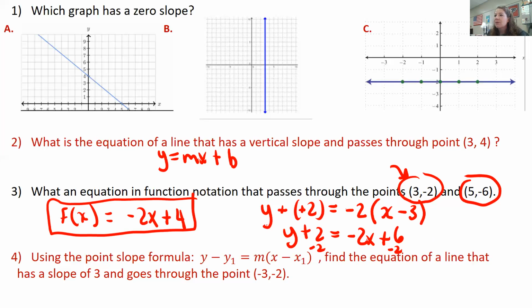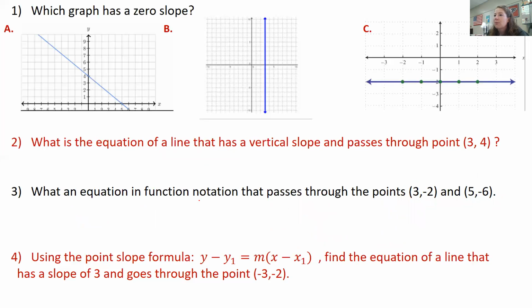All right, so then number 4, it gives us the slope, it gives us a point. So once again, we're going to use that point slope formula. So I'm going to write y minus our first y value, which would be -2, equals our slope m, which is 3, times x minus our x value, which is -3.